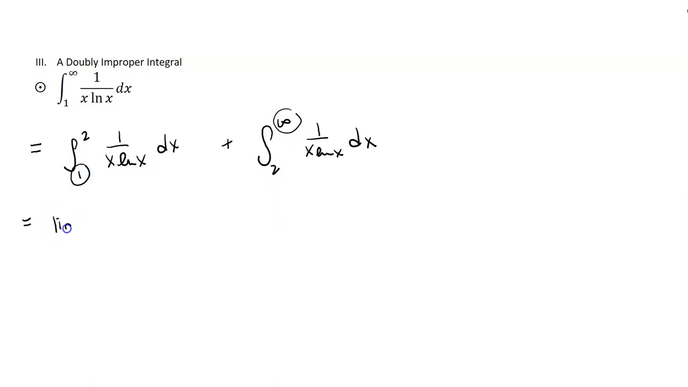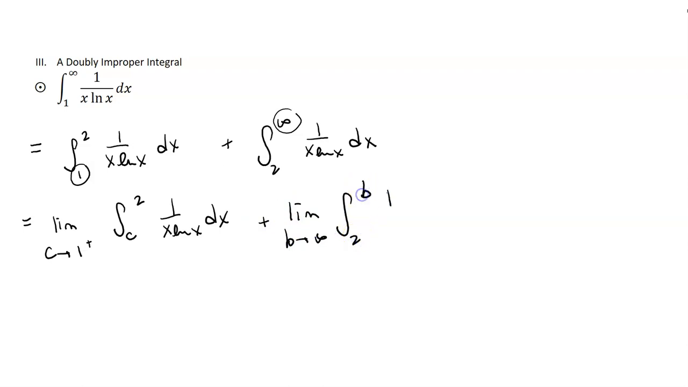So I'll take the limit as c approaches 1 from the right of the integral from c to 2 of 1 over x natural log of x dx. Plus, here we'll do the limit as b approaches infinity of the integral from 2 to b of 1 over x natural log of x dx.